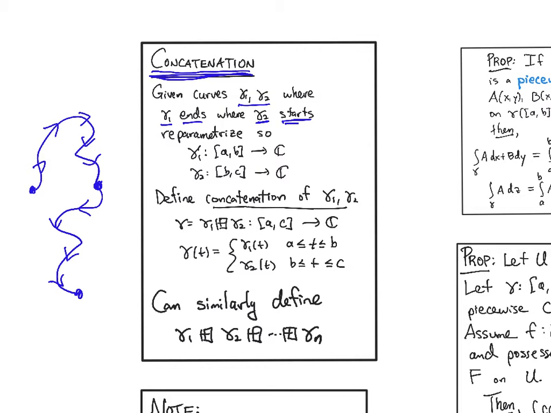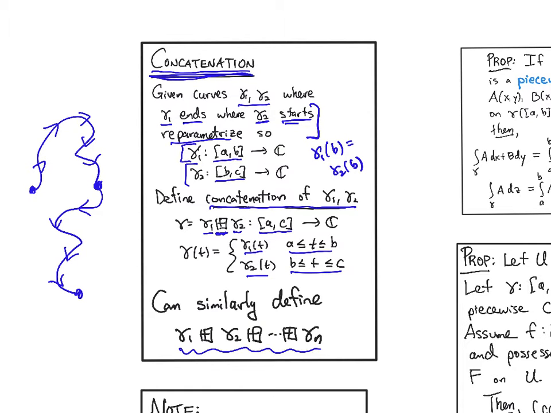And I want to put them together, so we will just reparametrize gamma 1 so that it goes from A to B, and gamma 2 goes from B to C, and then the concatenation of gamma 1 and gamma 2, which I'll write gamma 1, and I'll use this plus with a box around it, plus gamma 2, will be defined on the interval A to C. And it'll just be equal to gamma 1 on the interval A to B and gamma 2 on the interval B to C, and this will be continuous, again, by this condition, which ensures that gamma 1 of B equals gamma 2 of B.